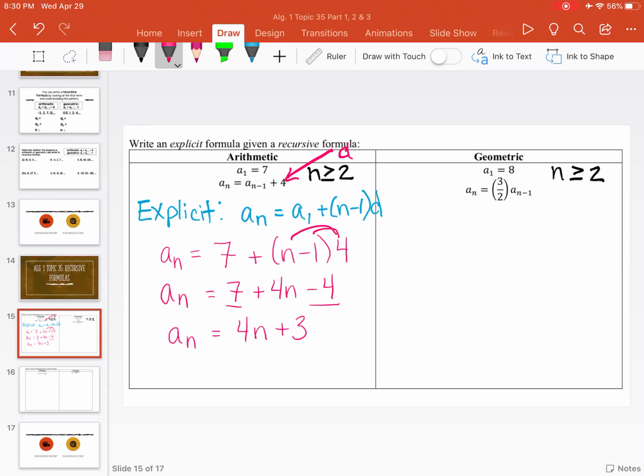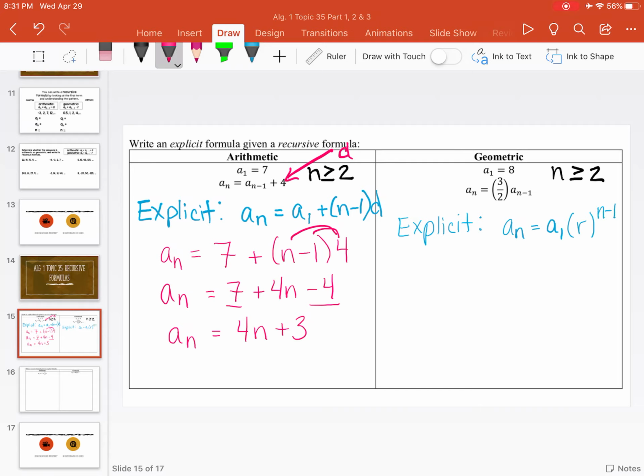Now if we have a geometric sequence, let's say my first term is 8. So a sub 1 equals 8. Now for the second part of the recursive formula, I have a sub n equals 3 halves times a sub n minus 1. So 3 halves times the previous term gives you the term that you want. Let's recall what the explicit formula looks like for a geometric sequence. For a geometric sequence, we write this as a sub n, the term that we want, equals our first term, a sub 1, times our common ratio to the n minus 1.